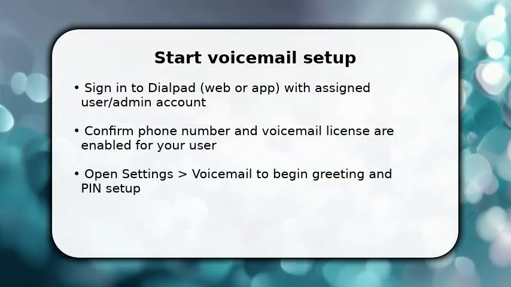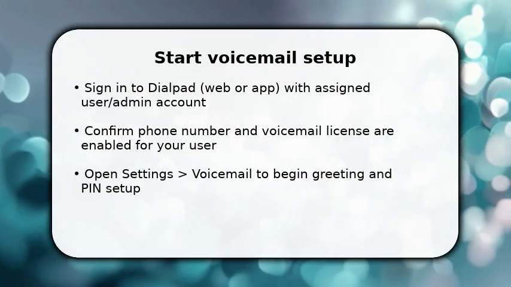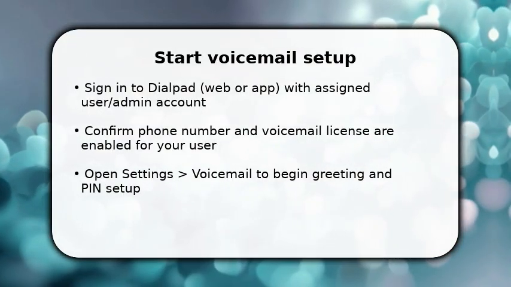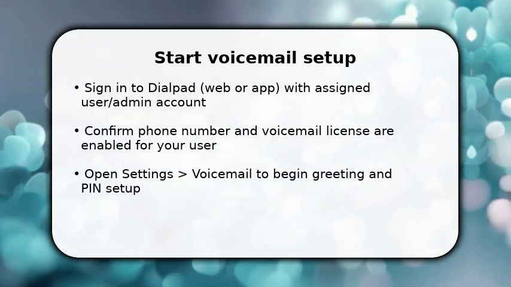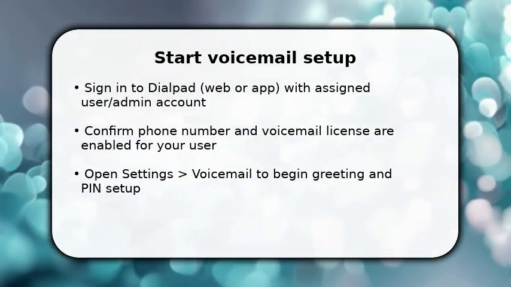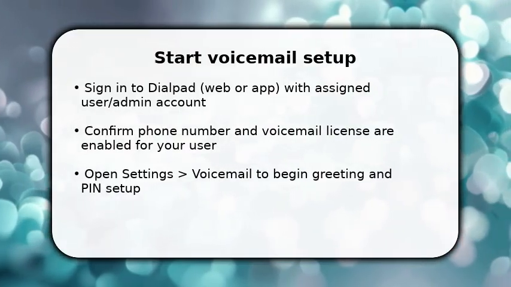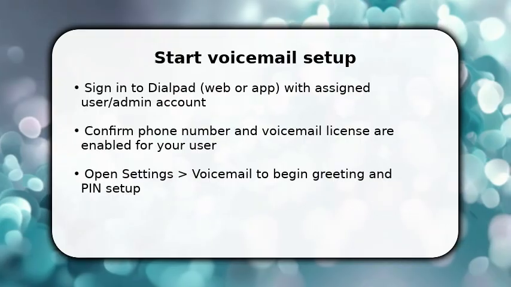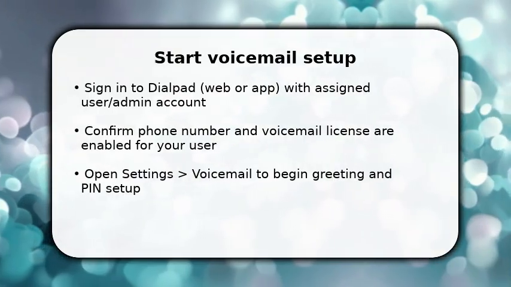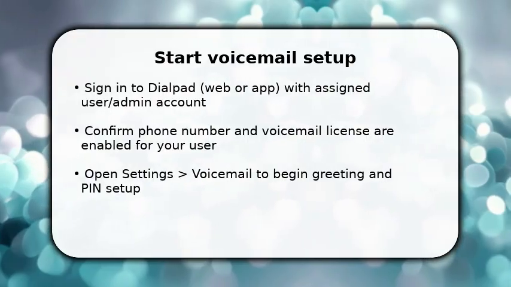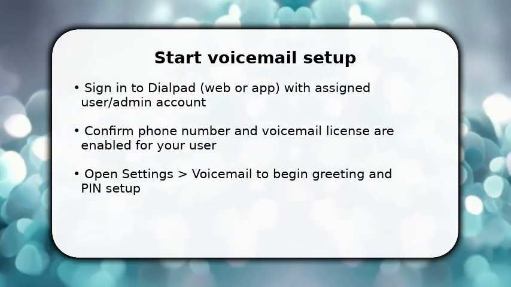You're setting up voicemail now. Sign into Dialpad with the user that has voicemail enabled, because only that account will create the mailbox. Once signed in, navigate to Settings and select Voicemail. Make sure the correct phone number shows. You'll choose a greeting type and set a secure PIN here, so go ahead and pick a short PIN that you can remember. Do this first because the mailbox must exist before recording or forwarding can be configured.